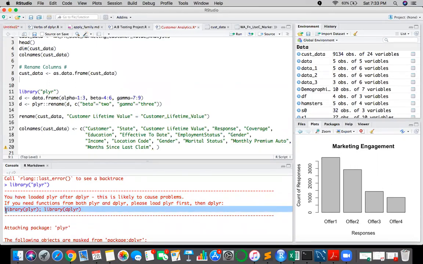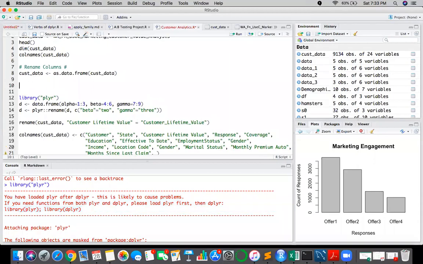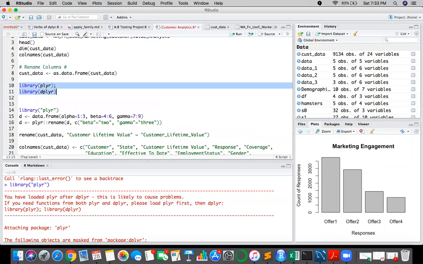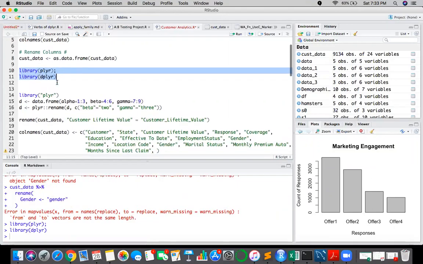So I hope that is not the case here. I have not made this mistake. So first, I'll just check. Okay, and I'll use this.